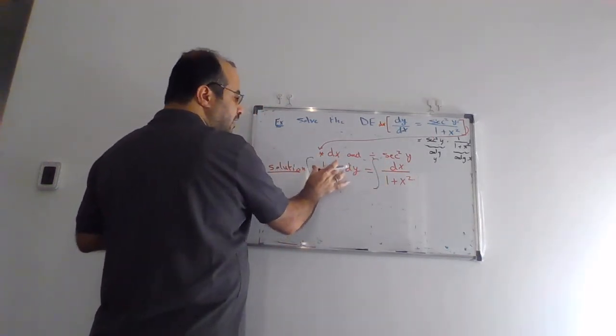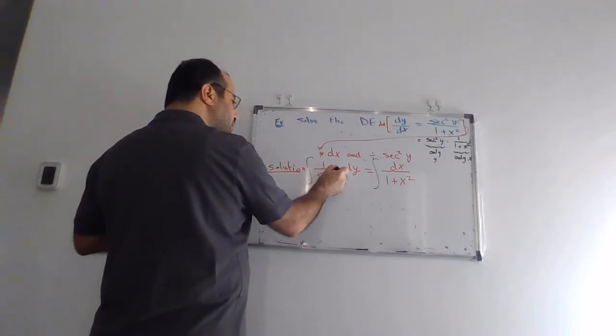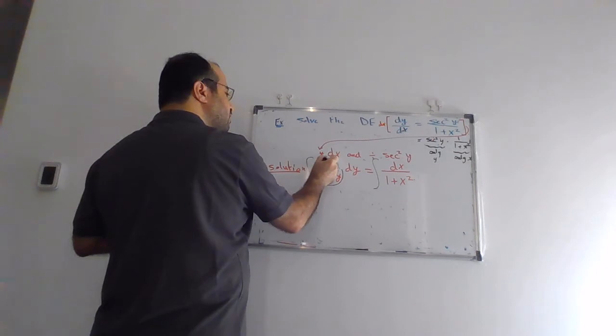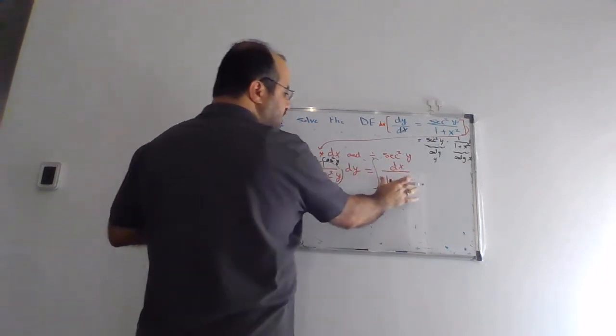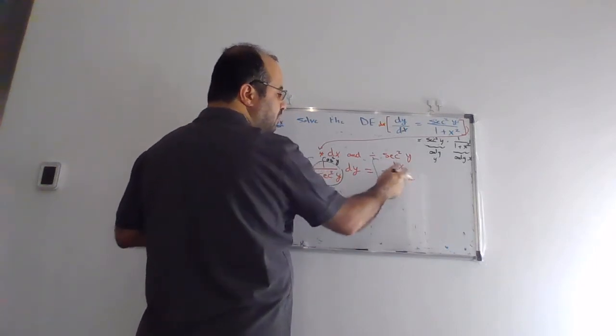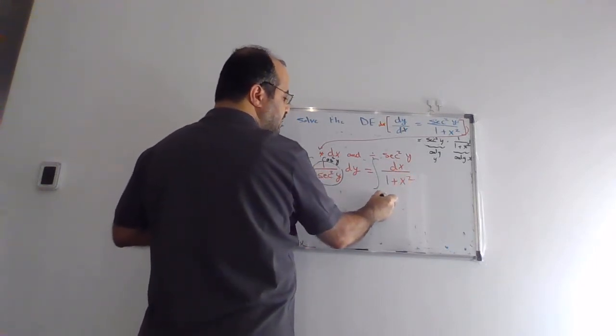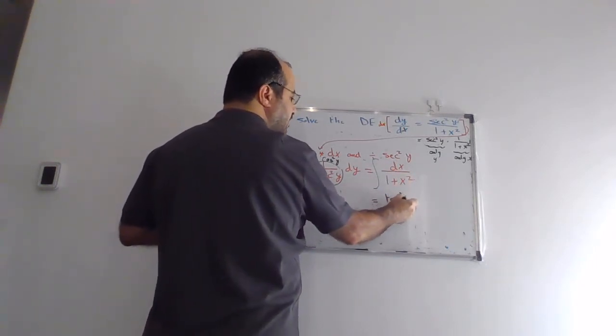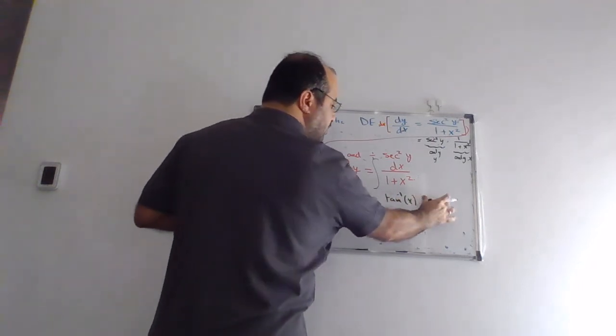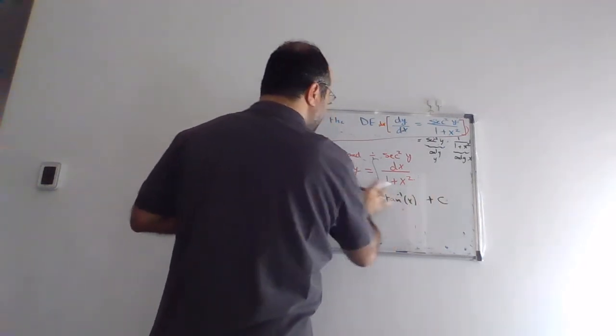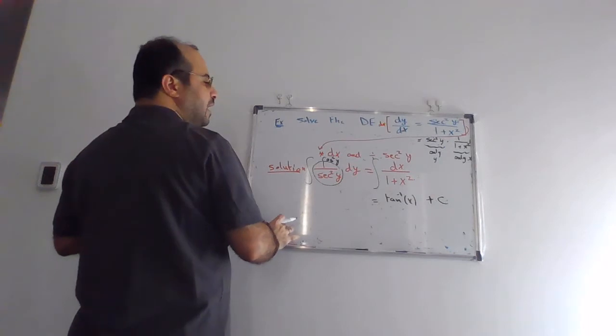Now this thing, I don't know how to integrate this, but if you look at 1 over secant square, it is cosine square y, right? Now this thing, you go to the tables in calculus 2, this is just tan inverse x, right? And then you need to add a constant of integration. You don't need to add anything here.